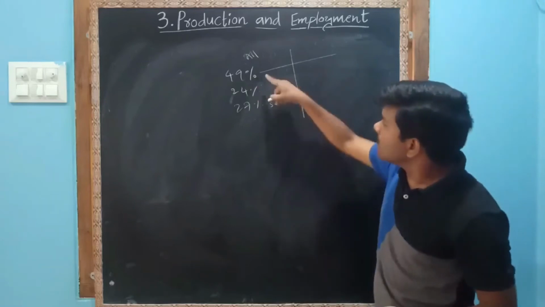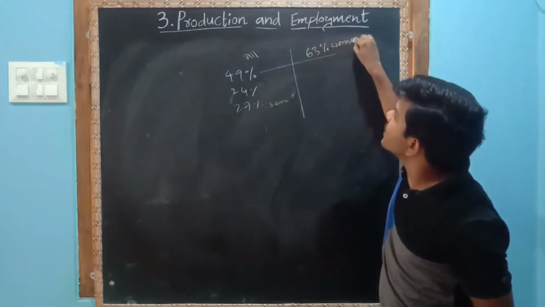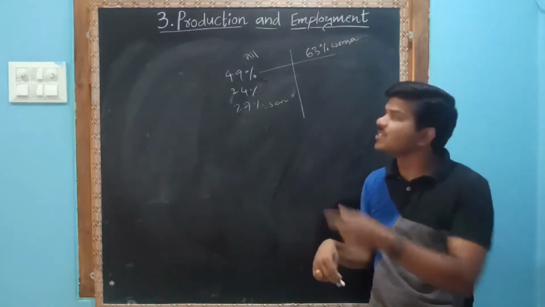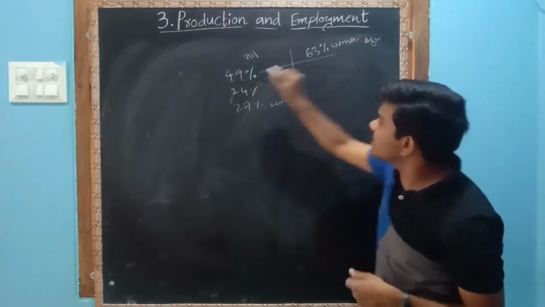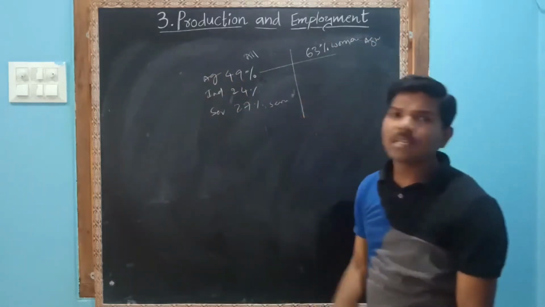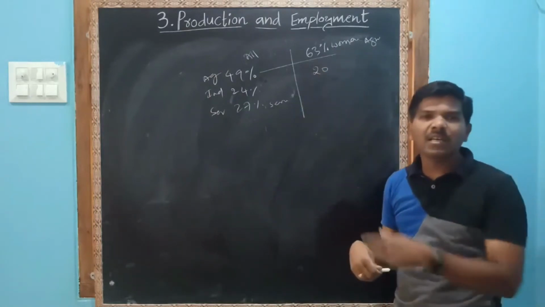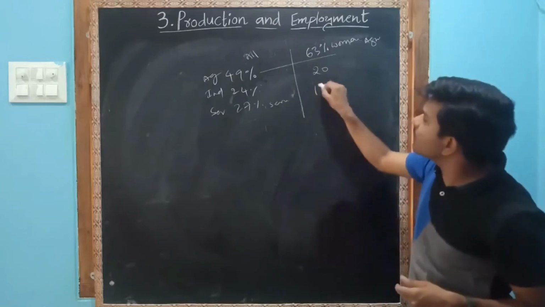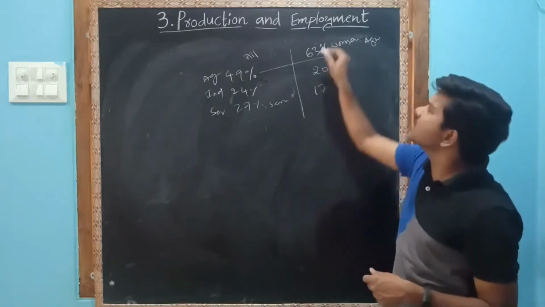Overall, including men and women, it is 47%, but a majority, 63% of the women, are still engaged in agriculture. This is agriculture, this is industry, and this is the service sector. Next, 20% of the women are engaged in industrial activity. 17% of the women are engaged in service activity. Still, agriculture is very dominant.